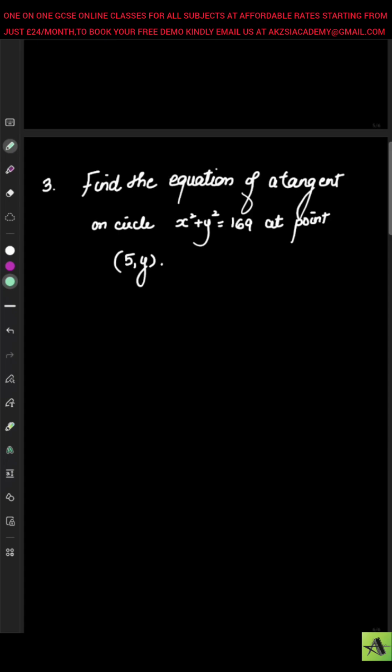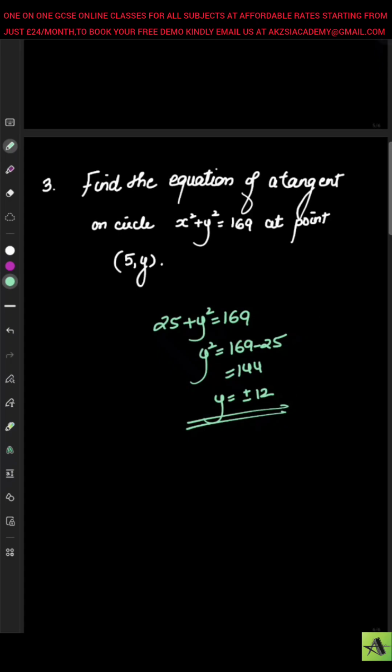So first thing is to find that by substituting the value here. So let me substitute x as 5. That will give me 25 plus y squared equals 169. y squared equals 169 minus 25. That will give me 144. On taking the root, y equals plus or minus 12 actually. So I can substitute both the values in this case. But I'm explaining by taking plus 12.